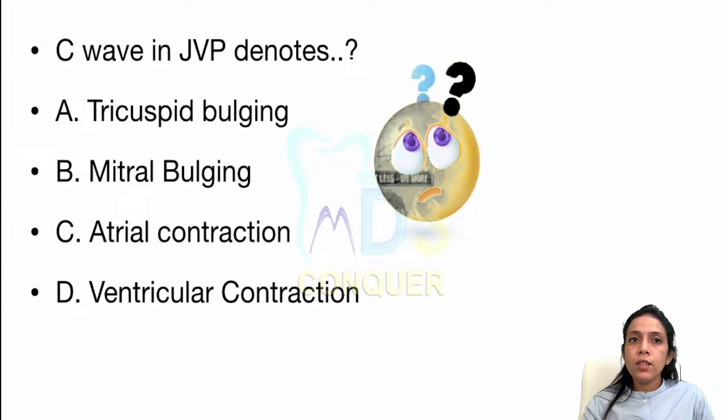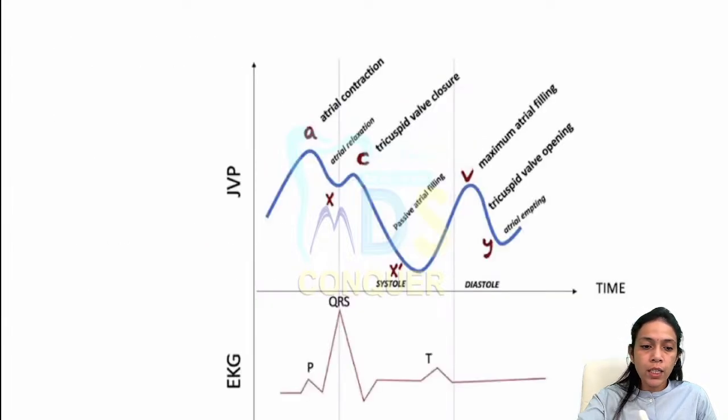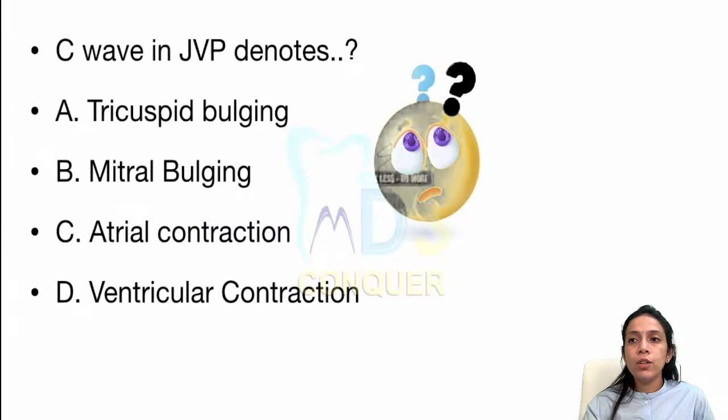Very good. C wave in jugular venous pressure. The pulsations in jugular venous pressure are in the form of waves. C wave, A wave, X, prominent X descent, normal X descent, Y descent. So all these are the waves that I'll be showing you. So C wave is representing the tricuspid bulging. Okay, so I'll just mark it. It is representing the tricuspid bulging.